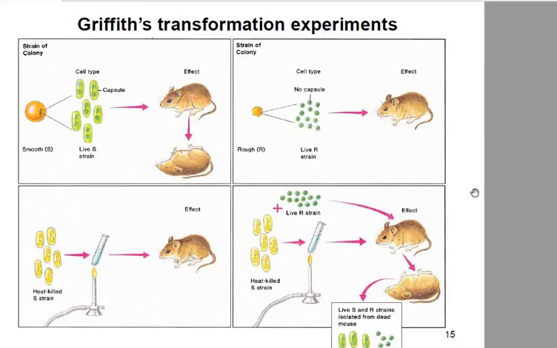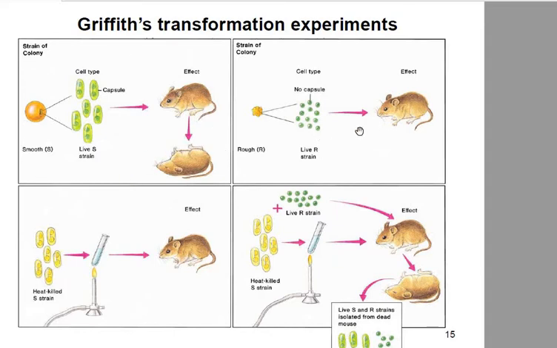So now let's look at this first section over here. This was what he did first. This is the S strain, the smooth strain. It is living, and it has a capsule, as indicated here. He injected the smooth strain into a living mouse. Within days, the mouse developed the disease, and the mouse died. So that's what he did at first.